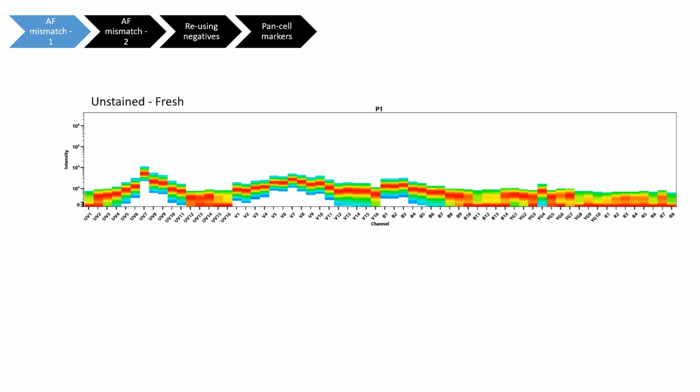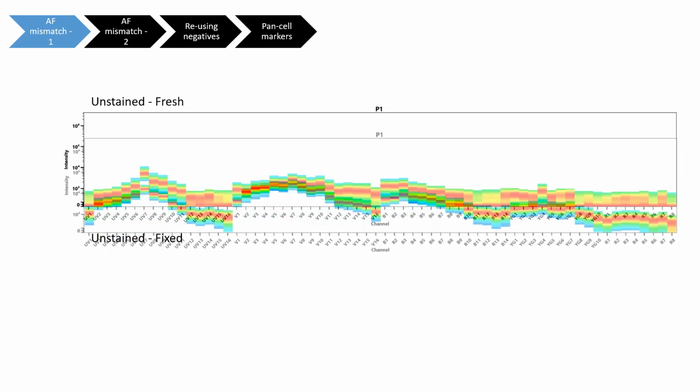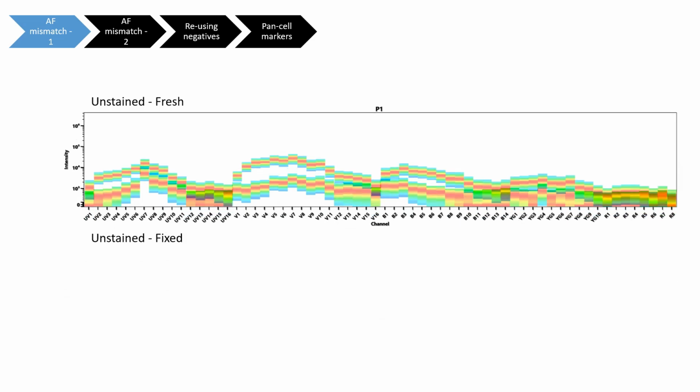Here, I have a universal fresh human blood unstained, and I have a fixed unstained sample. You can see the signatures are very different. Let's overlay them to see exactly where. For the most part, the differences are around the mid-UV, the mid-violet and the early blue detectors.